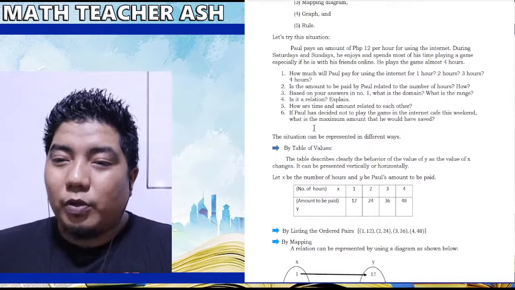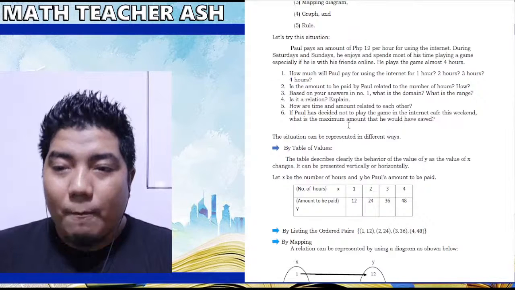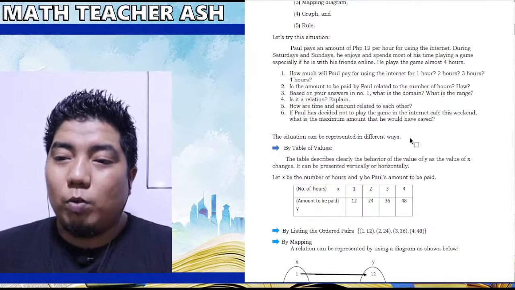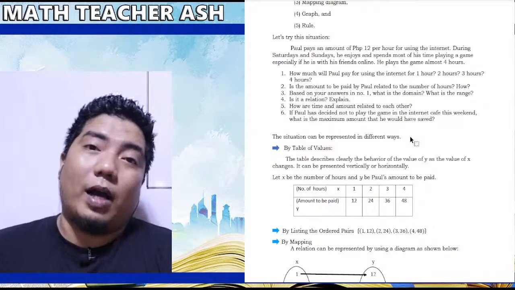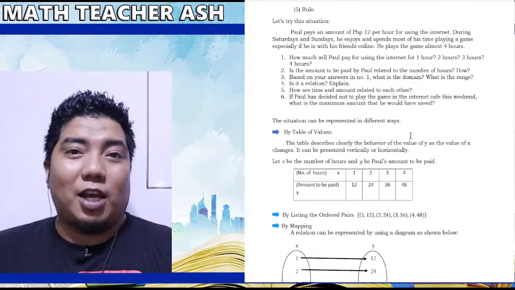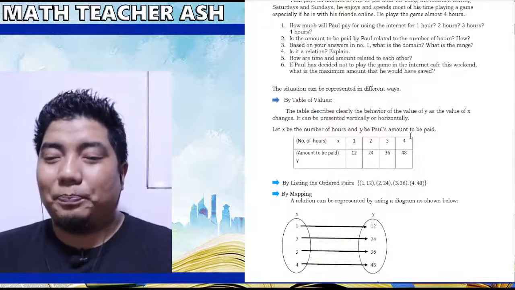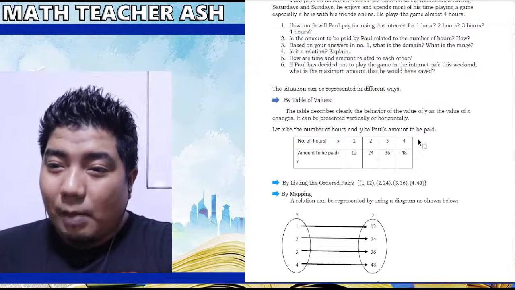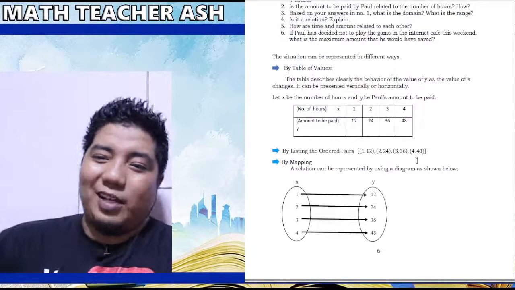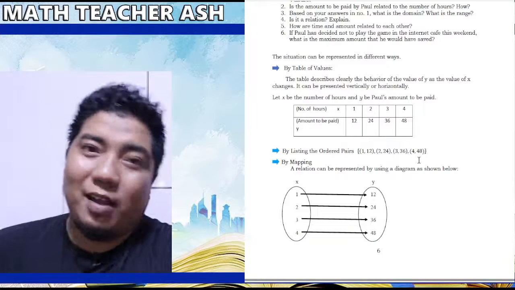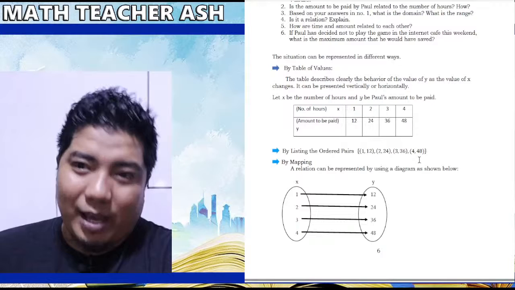Anyway, we have also here number 6. If Paul has decided not to play the game in the internet cafe this weekend, what is the maximum amount that he would have saved? So kapag Sabado at Linggo hindi siya maglalaro, so 2 araw 'yon. So magkano ang magiging savings niya? Of course, alam na natin that is 24 pesos. Okay. Somehow, if 4 hours to be paid, that is 48. So 48 plus 48, that is 96. All right. So 96 pesos ang masasave niya in those 2 days. Kapag 4 hours naman, every weekend ang kanyang nilalaro.